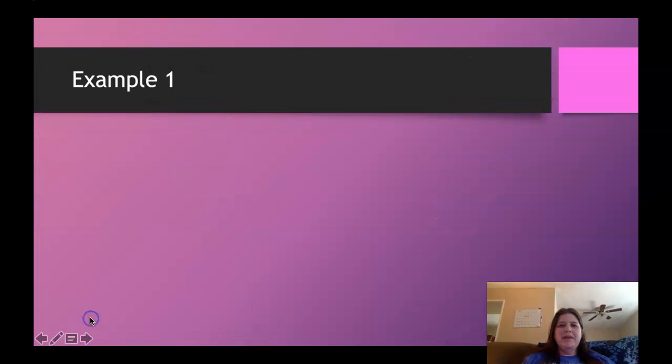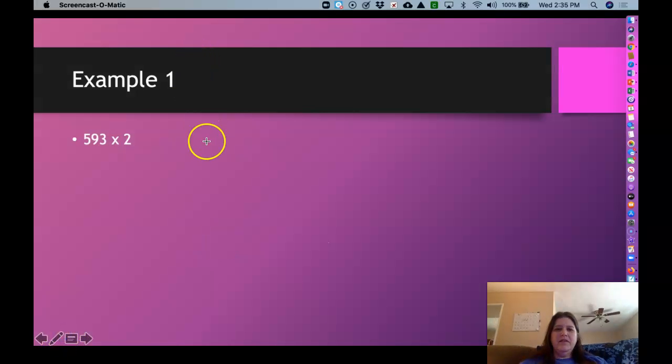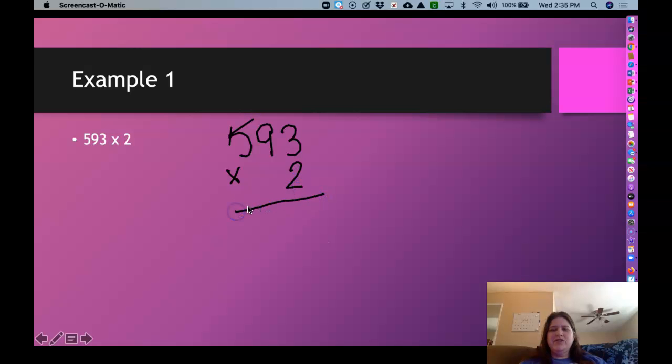The first example I have here for us is 593 times 1. Okay, I'm going to try and use a pen tool here to write this. Let's see if we can write 593 times 2. I chose 2 because 2 was a number I thought you knew your multiplication facts for. If you forget your multiplication facts as you're doing practice, please make sure to look up a multiplication chart.